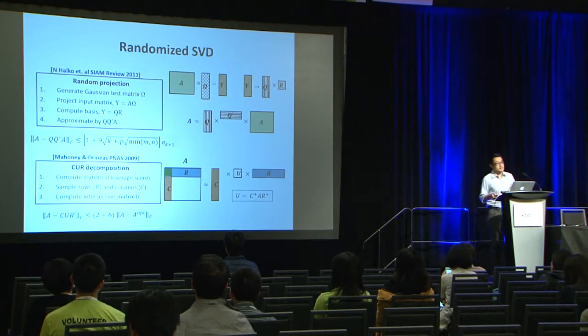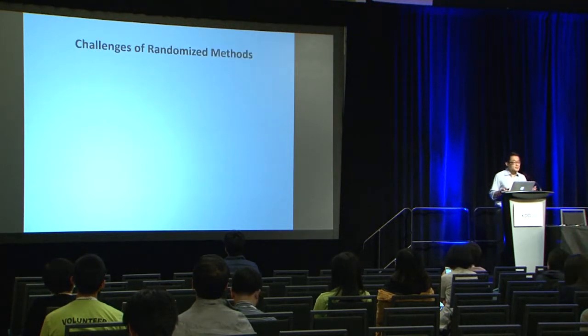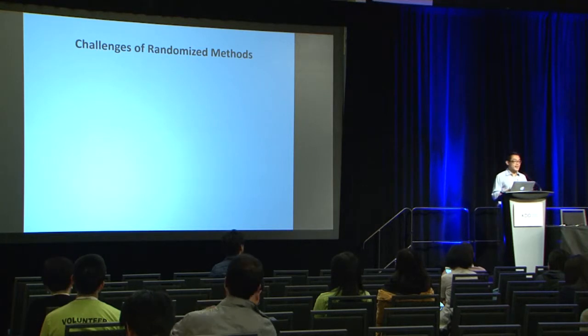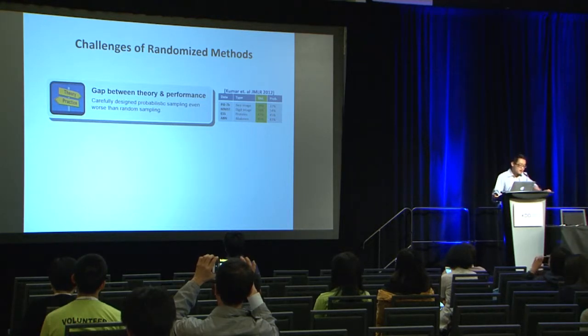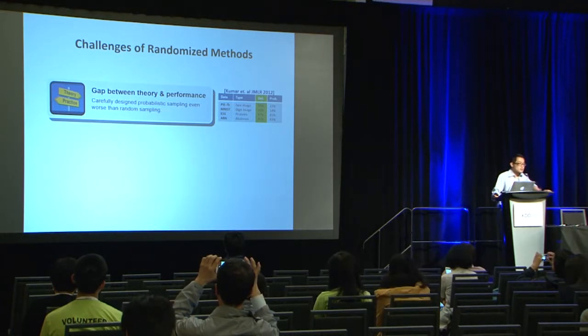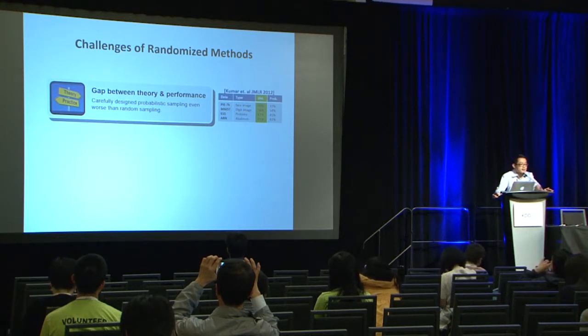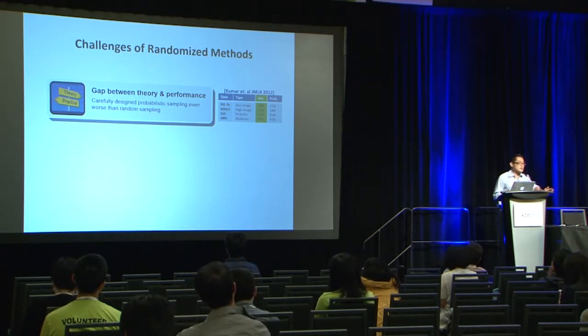Randomized algorithms have gained huge success in recent years. However, there are still big challenges lying ahead of us. The first challenge is the big gap between theory and practice. As we know, probabilistic sampling or sampling schemes using leverage scores, although they are more expensive and equipped with tighter theoretic error bounds in the worst case, their performance can be very similar to random sampling, or sometimes even worse than random sampling.